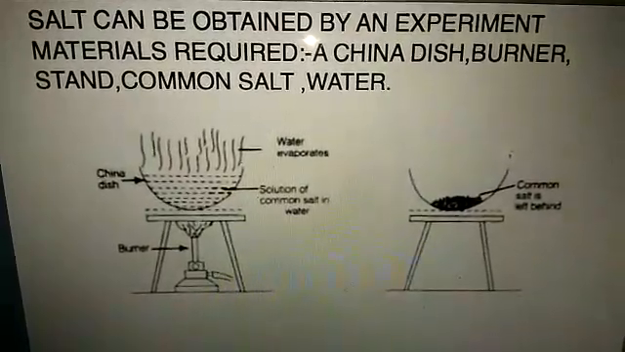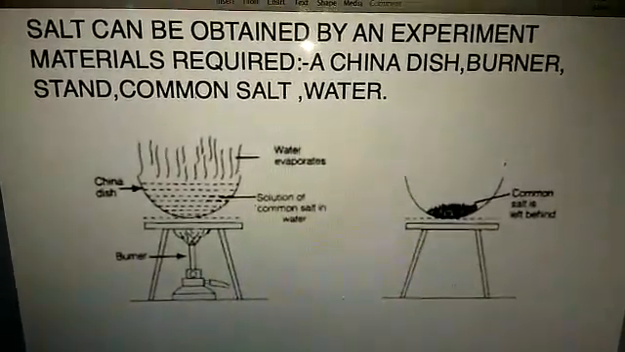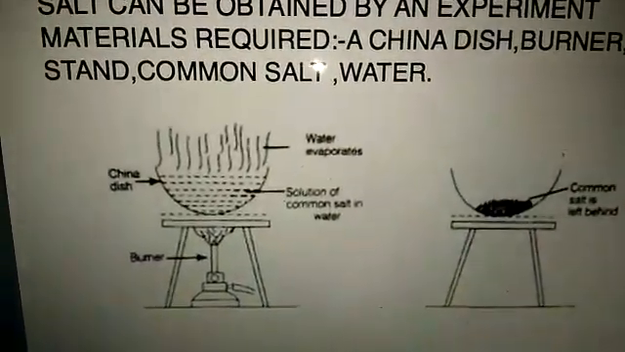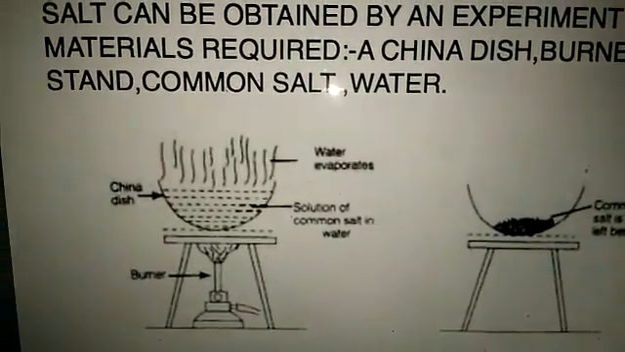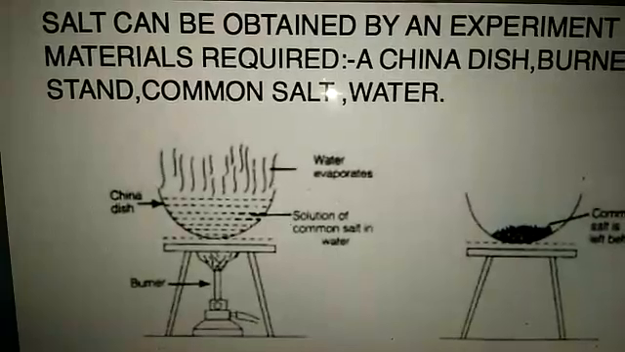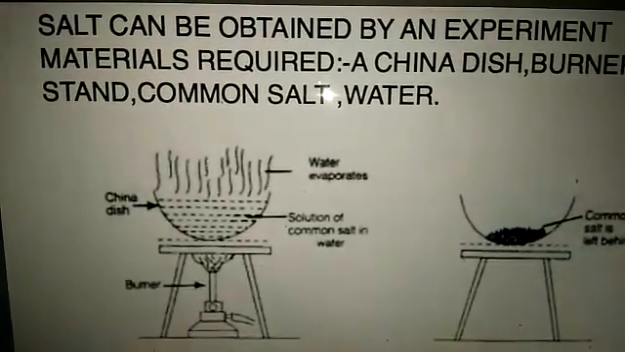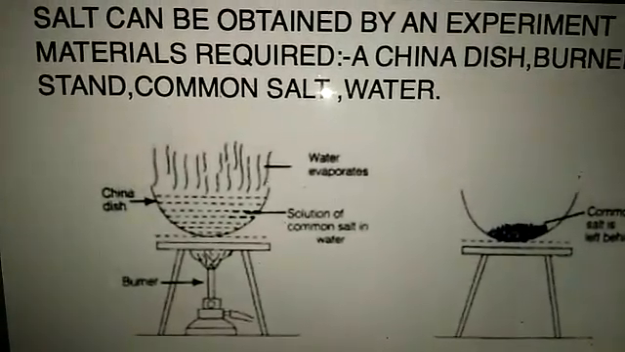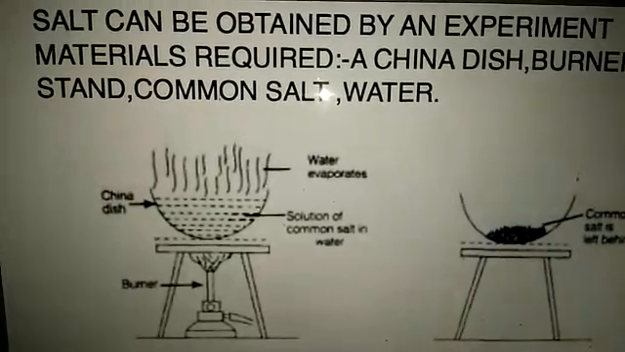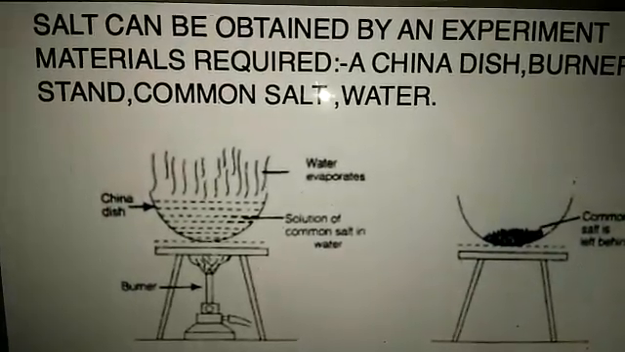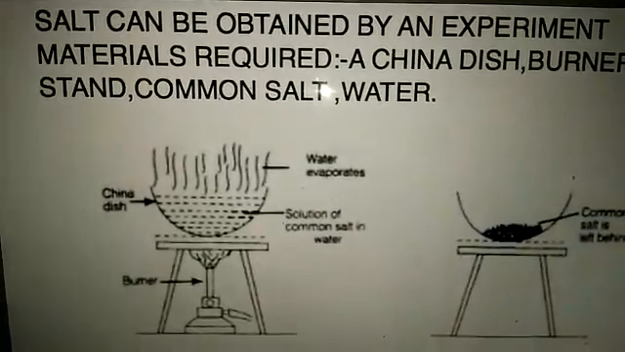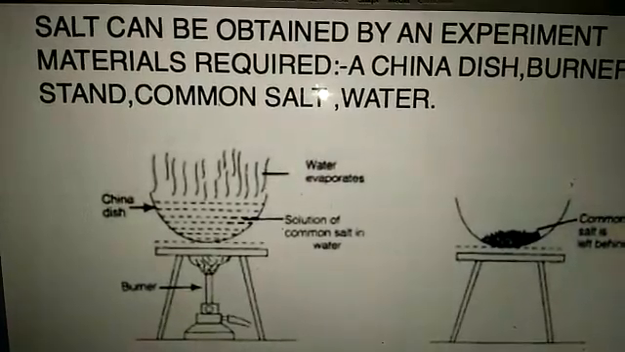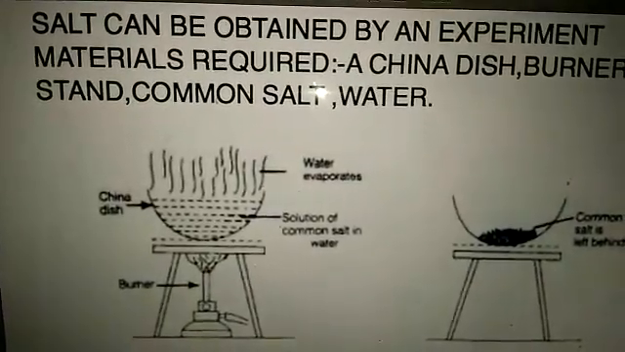Here the materials required are a china dish, burner, stand, common salt and water. See the diagram. On the left side, a burner is taken, a stand is there, a china dish is there, and inside the china dish a solution of common salt and water is kept. Now when we put the Bunsen burner on and the solution is heated, after some time the water from the solution starts evaporating. Then after some time you will see that all the water is evaporated and the common salt is left in the china dish.